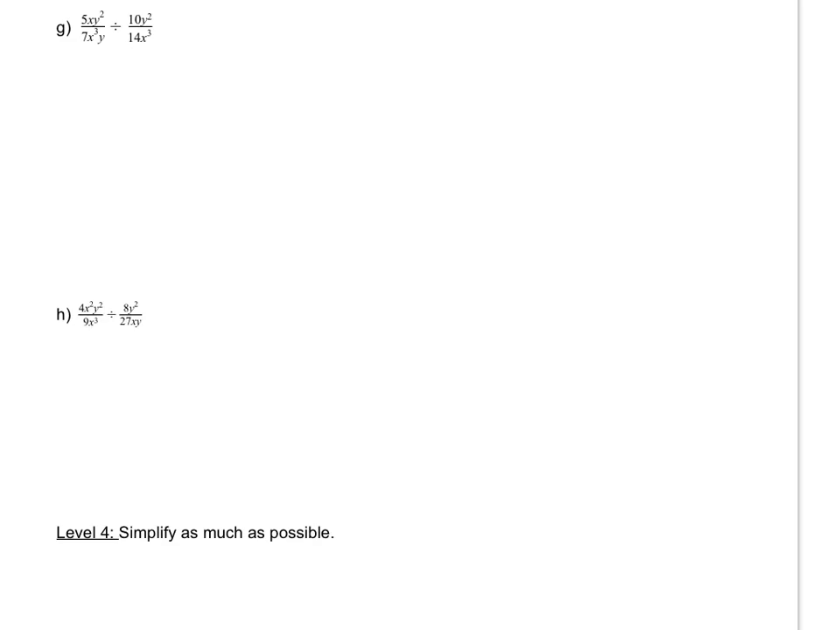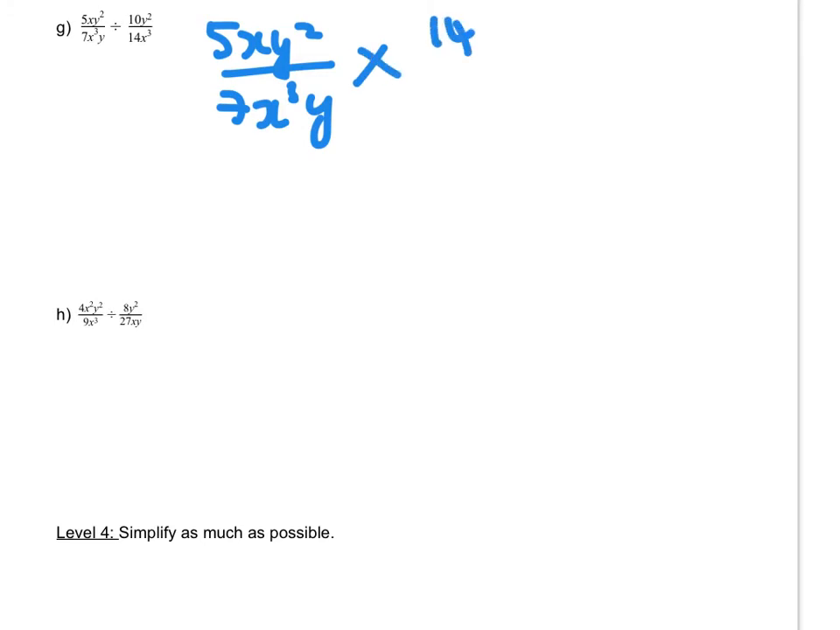Now let's move on. So what have we got here? Here we have a division one. I'm not going to go into the same level of detail in solving this one, but first what we have to do to start it is 5xy squared over 7x cubed y. That's the first fraction, which stays the same. Division changes to a multiplication and flip. Okay, keep, change, flip.